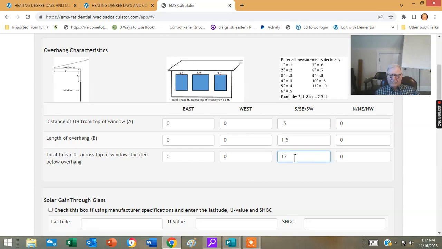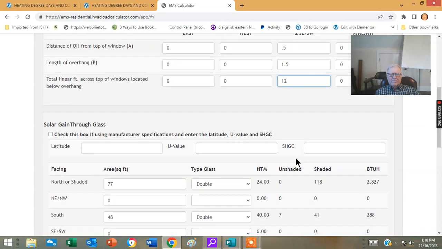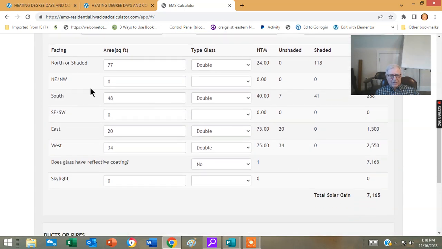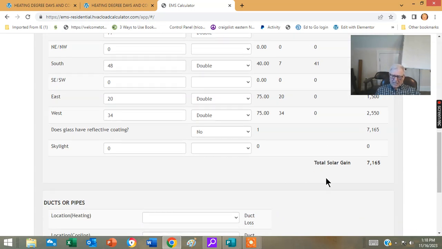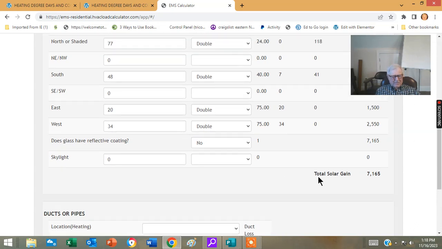And now that I put that in there, it's reflected in our calculation here. You remember it was 7,800 BTUs of solar gain. Now because of some of that shade from that overhang, it's now down to 7,100 BTUs. So the overhang can make a big difference on a load calculation. So be sure you use it if there's enough overhang to make a difference.